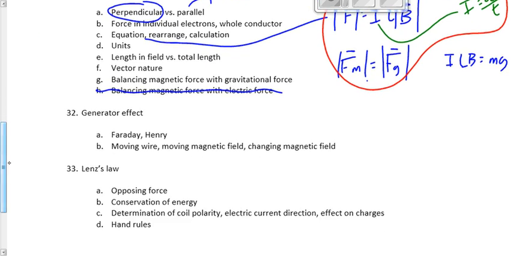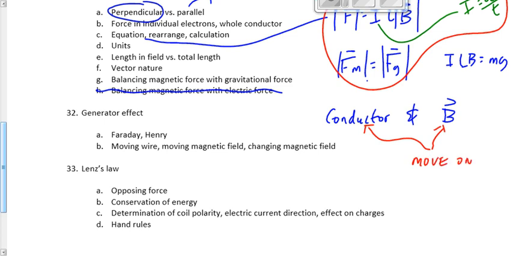32, the generator effect, basically. Look, you've got three things. Oh, sorry, you've got two things. You've got a conductor, and you've got a magnetic field. If you move one of them, we generate an electric current.